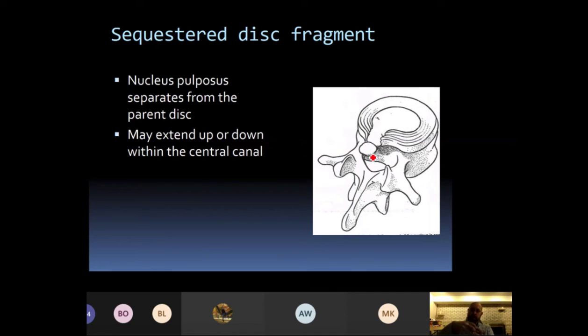But in any case, as you plug your lava lamp in, it starts to kind of bulge a little bit, and then finally it heats up enough for one of those little pieces to break away. That's your sequestered disc fragment right there.